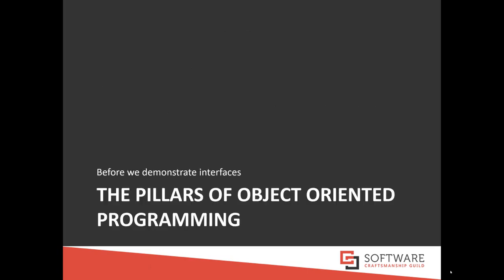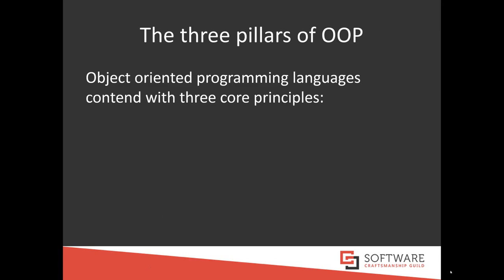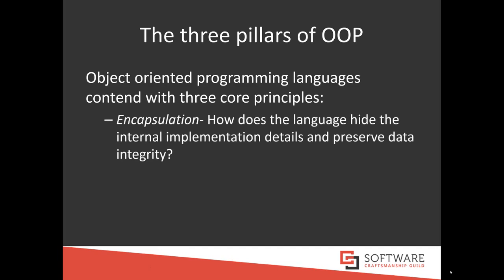But before I do that, I want to talk about the pillars of object-oriented programming. These are the things that separate object-oriented languages from other types of languages. There's 3 things that an object-oriented programming language has to contend with. The first is called encapsulation. How does the language hide the internal implementation details and preserve data integrity? We've already looked at how we can use properties and private fields and control access to our data.